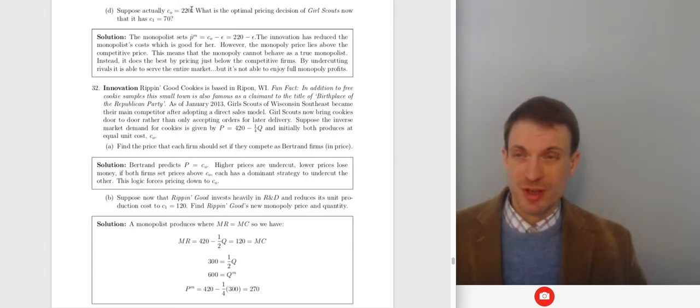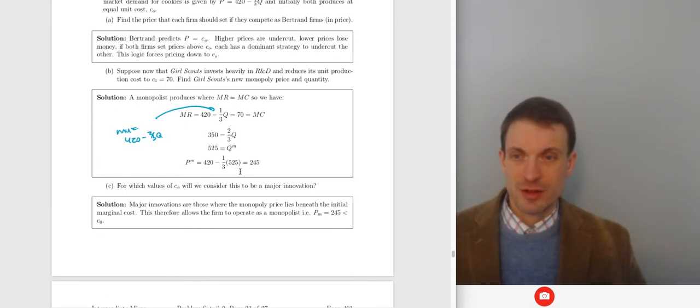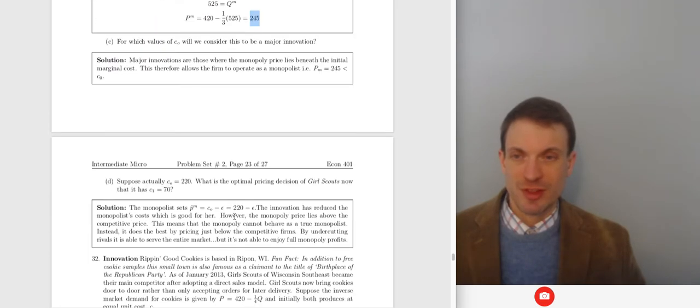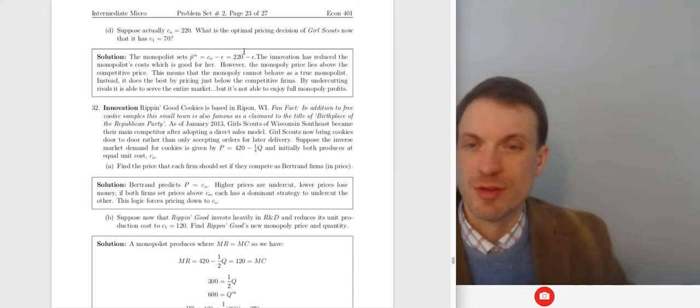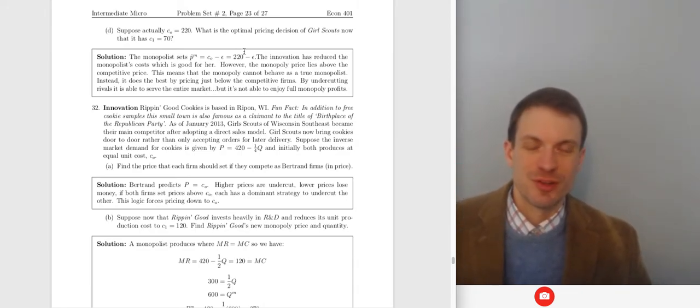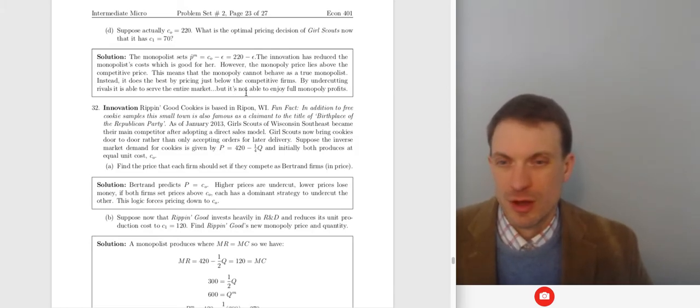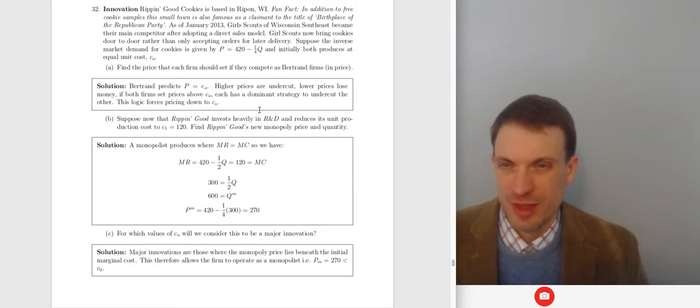Well, suppose actually the initial cost was 220. The true monopoly price is higher than 220, so you're not able to capture the market as a monopolist. So you'd have to set the price at like 220 minus epsilon and just barely undercut the rival. Maybe you'd set 219 as your price or something like that. All right. Now here's another one.